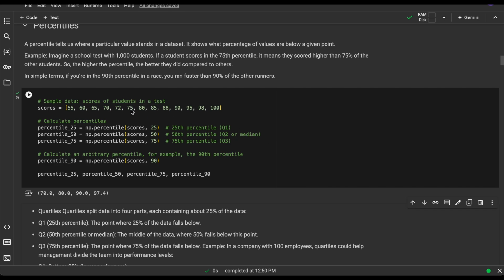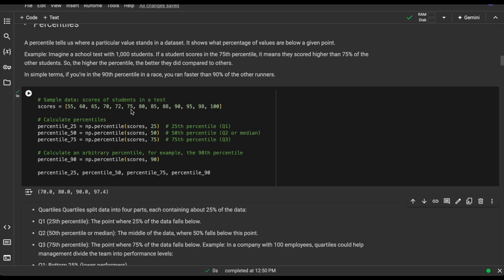In this course, you need percentiles and quartiles. The data must be in sorted order, ascending order, with the smallest ones first and the highest ones at the end. For the 25th percentile, I got 70: 25% of the people scored under 70. For the 50th percentile, I got 80: 50% of the people scored below 80. The 75th percentile means 75% scored below 90, and the 90th percentile is 97.4: 90% of the people scored below 97.4.